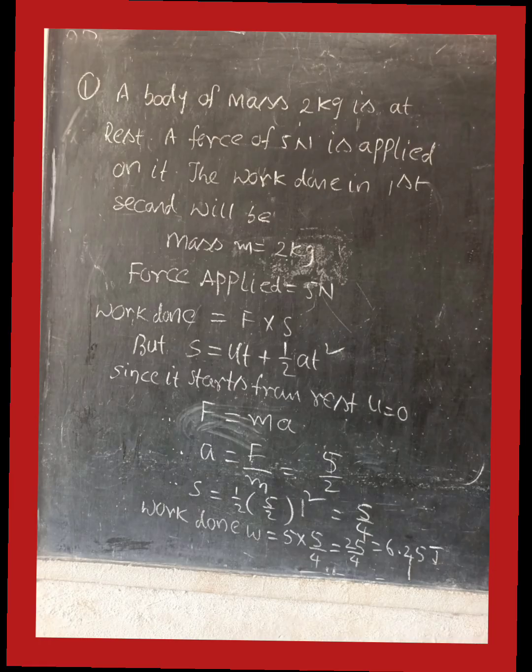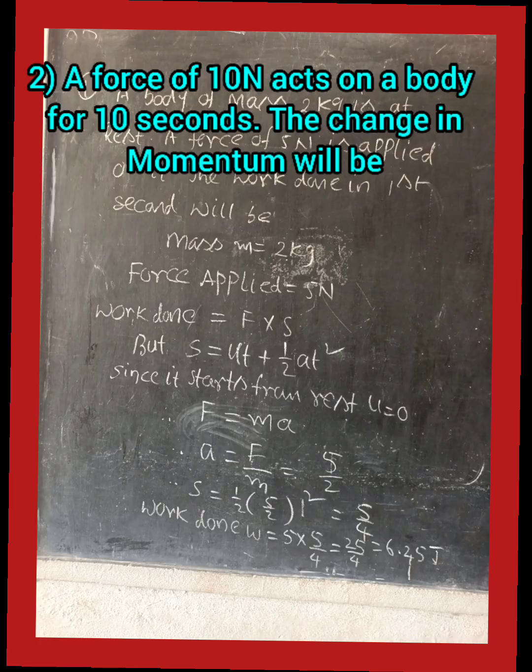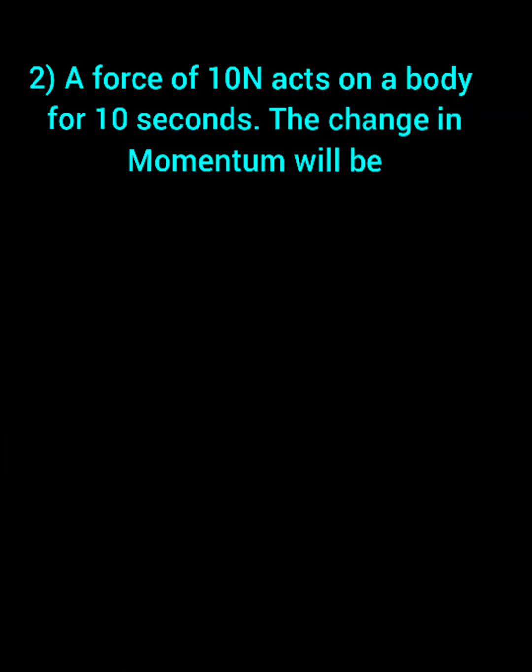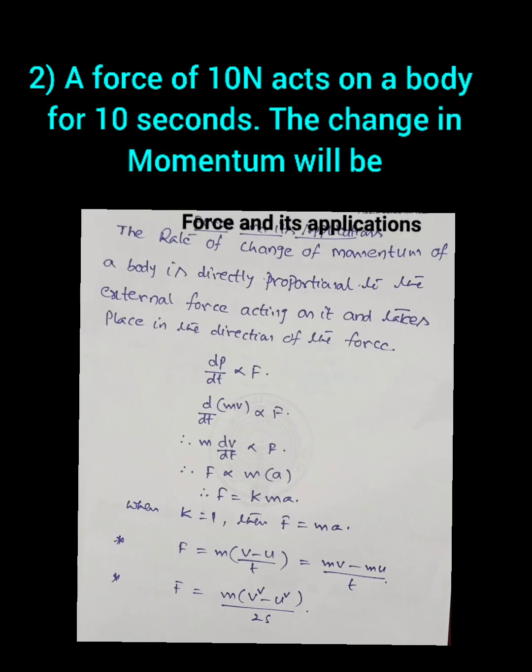But F is equal to ma. Therefore, a is equal to F by m, that is equal to 5 by 2 meter per second square. Therefore, S is equal to 1 by 2 into 5 by 2 into 1 square, that is equal to 5 by 4 meters. The work done W is equal to 5 into 5 by 4, that is equal to 25 by 4, 6.25 joules. So what is the work done? 6.25 joules.